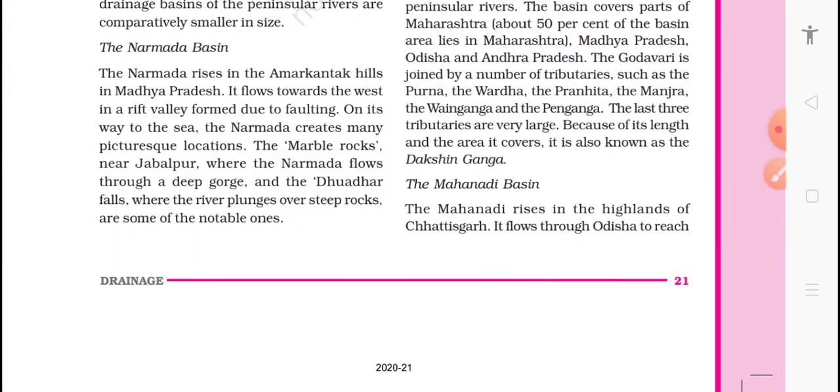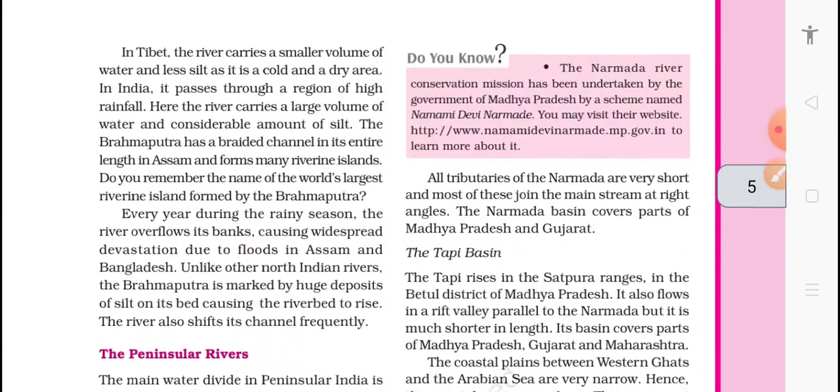Now, the Narmada rises in the Amarkantak Hills in Madhya Pradesh. It flows toward the west in a river valley formed due to faulting, and on its way to the sea, the Narmada created many picturesque locations. The Marble Rocks near Jabalpur, where the Narmada flows through a deep gorge, and the Dhuandhar Falls, where the river plunges over a steep rock, are some of the notable ones.